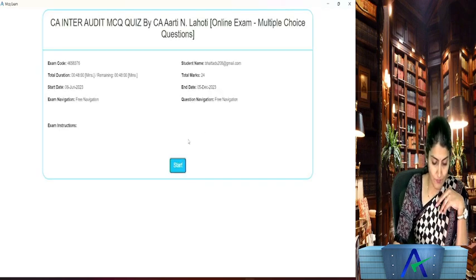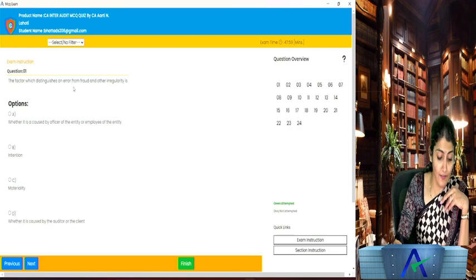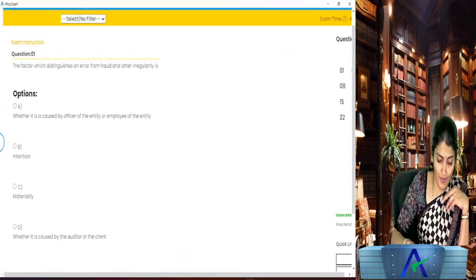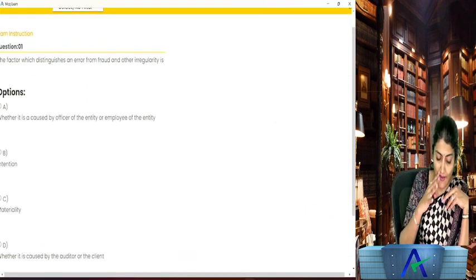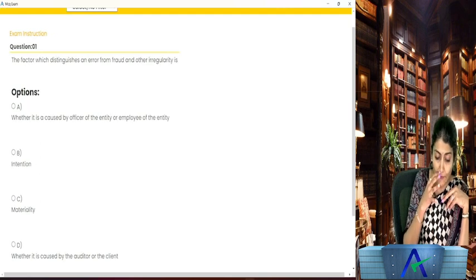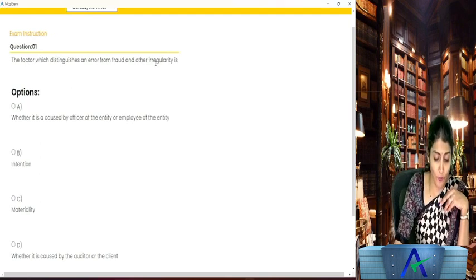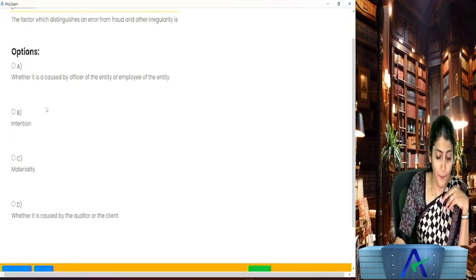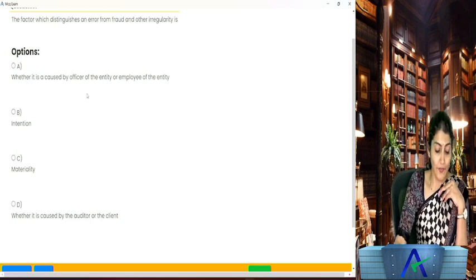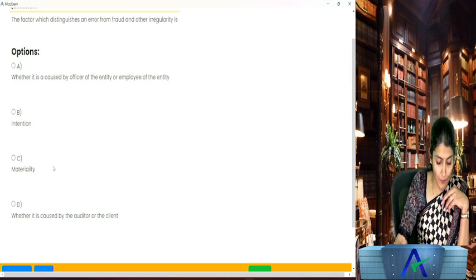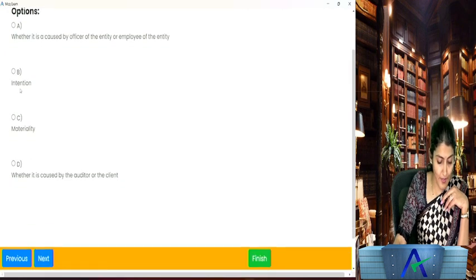Right, so the factor which distinguishes an error from fraud and other irregularity is whether it is caused by an officer or employee, intention, materiality, or whether it is caused by the auditor or the client. It is the intention.